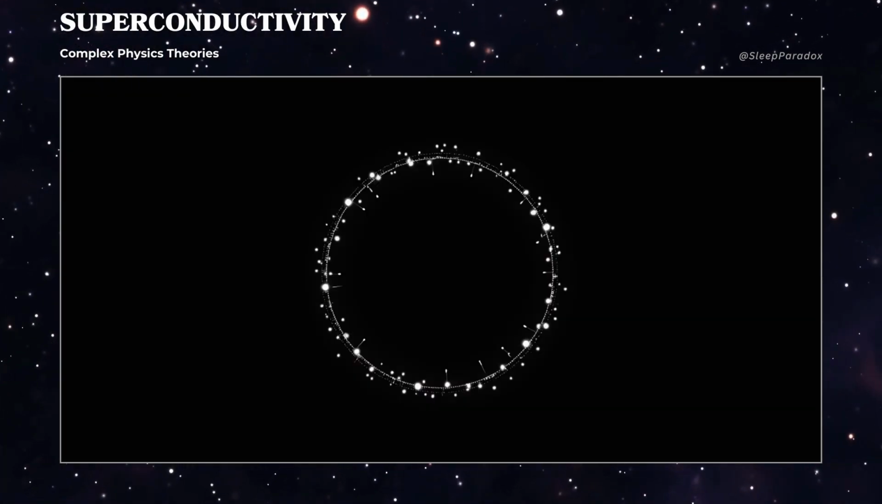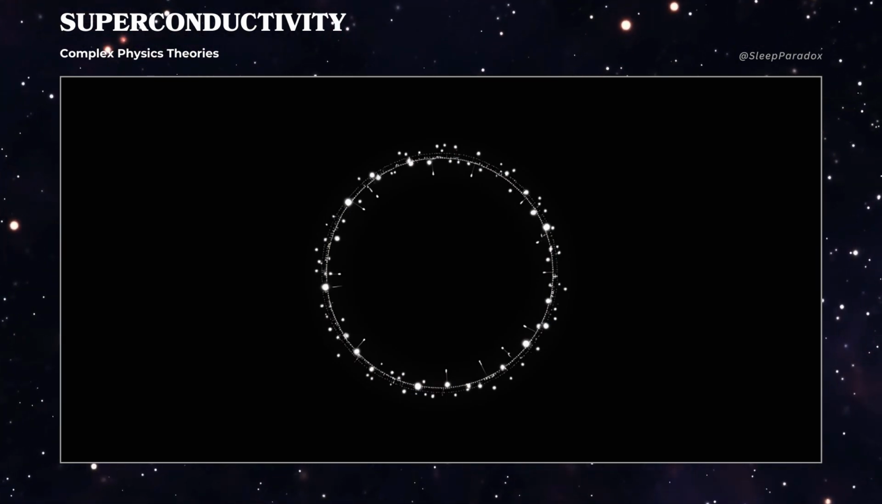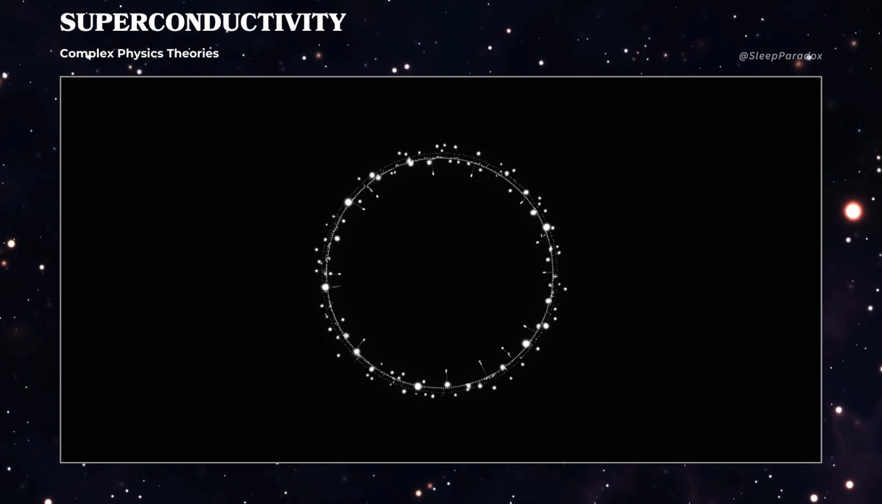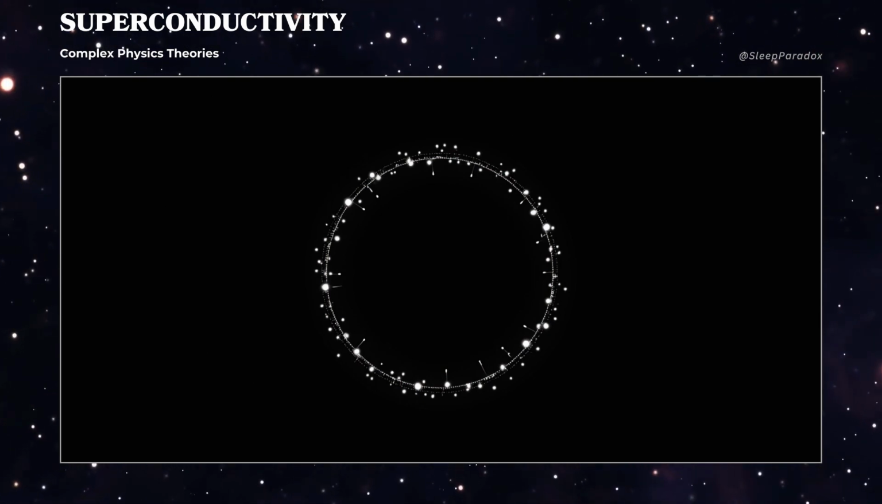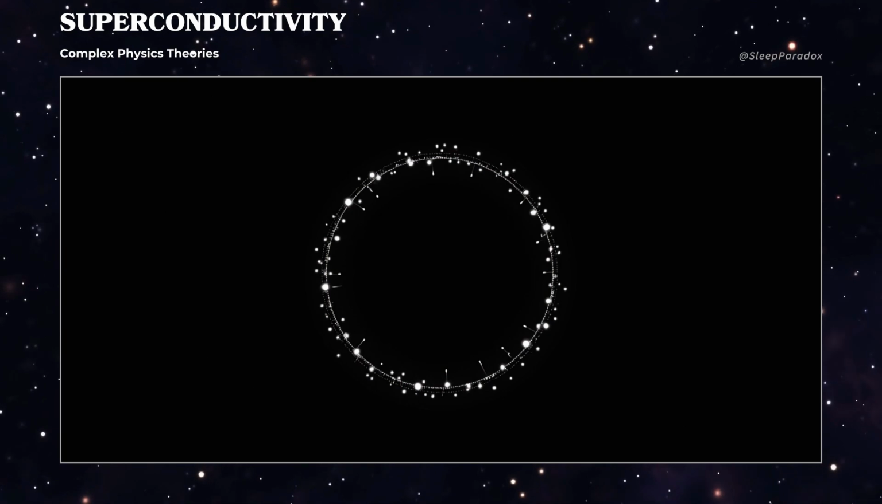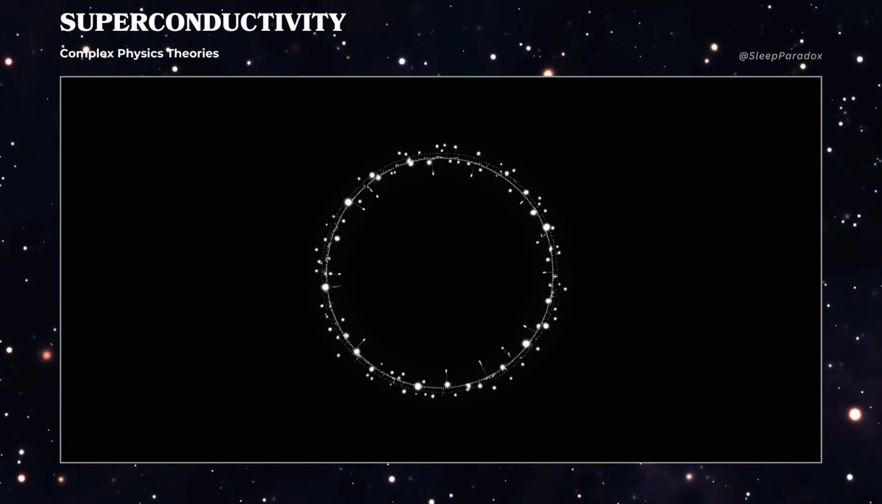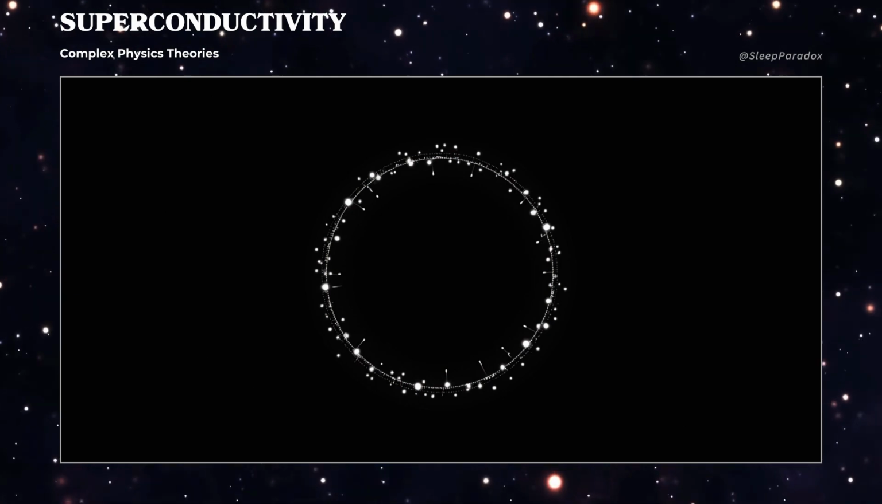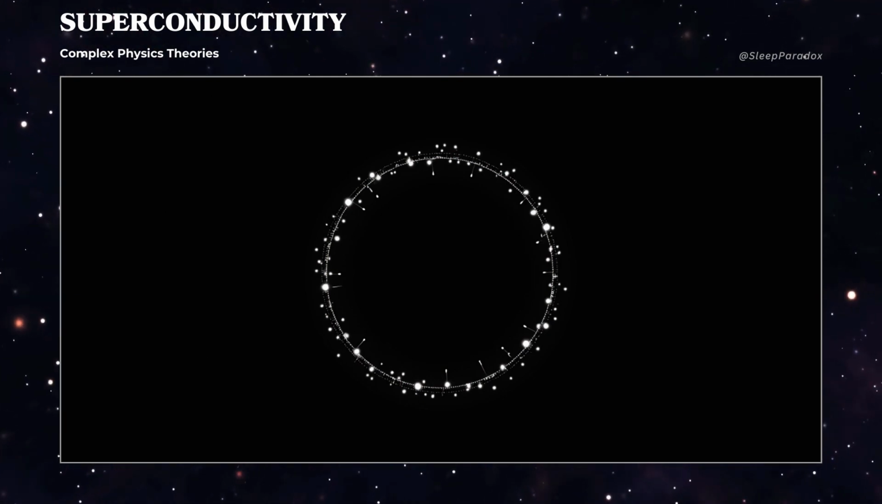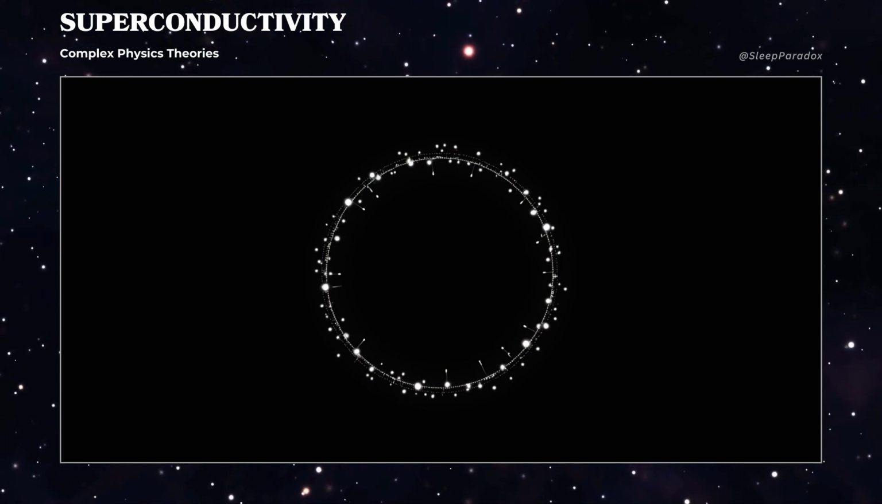Superconductivity. Superconductivity is a remarkable phenomenon where certain materials, when cooled to very low temperatures, conduct electricity with zero resistance. Not just low resistance, zero. That means once an electrical current starts flowing in a superconductor, it can keep going indefinitely without losing any energy as heat. In everyday materials, like copper or aluminum, resistance is always present.